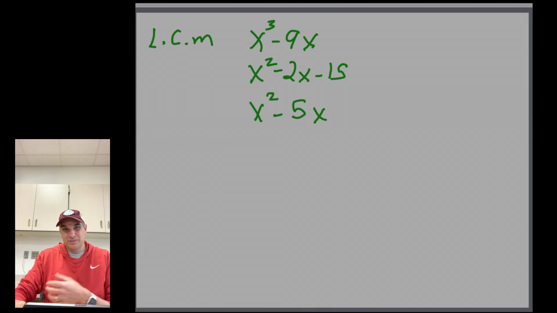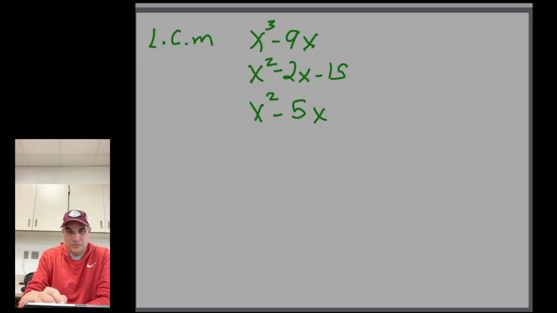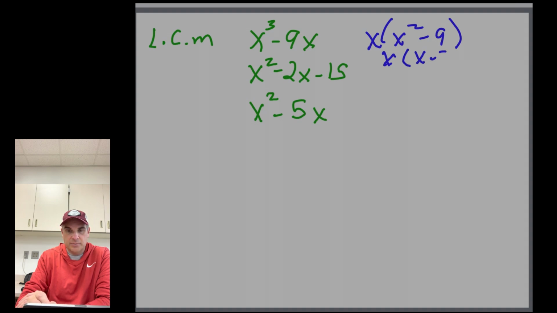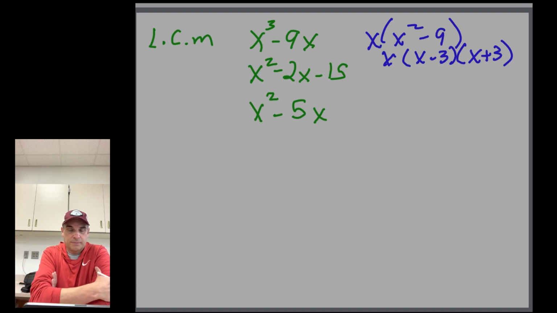And sometimes you simply can't eliminate things. So let's see. If we take out an x, that leaves me with x squared minus 9. But I notice x squared minus 9 is a perfect square. That is a difference of squares. So I have to factor that. So that becomes x times x minus 3 times x plus 3. So there's the factored form of the first one.